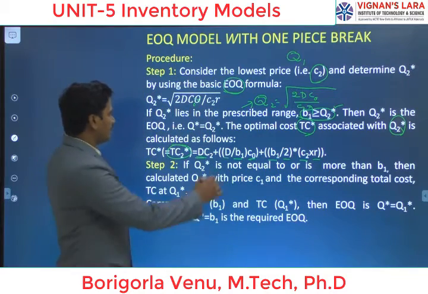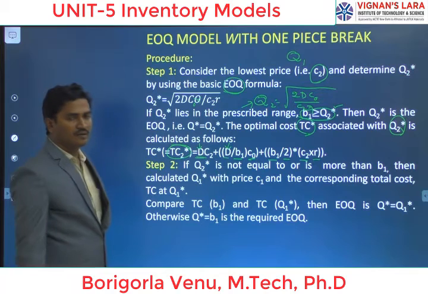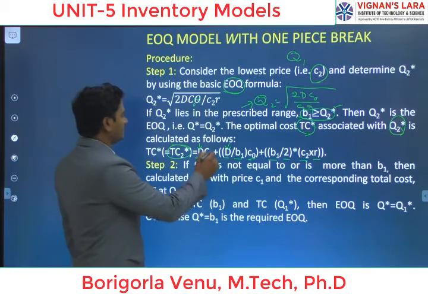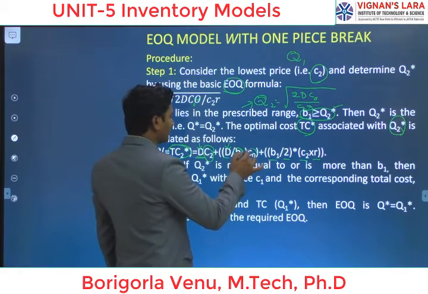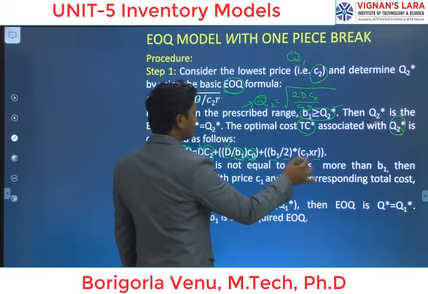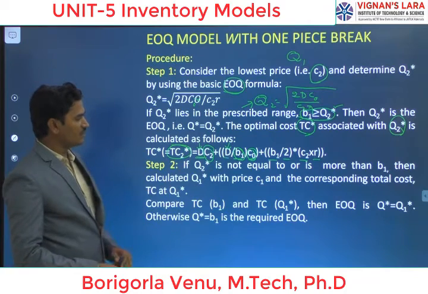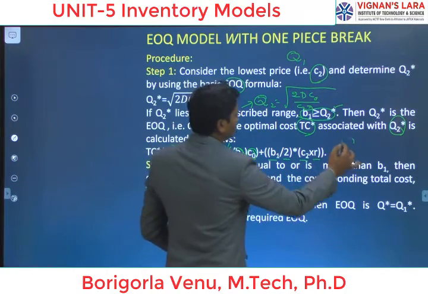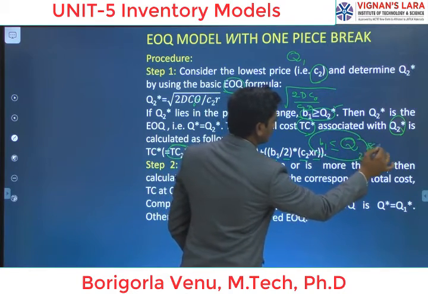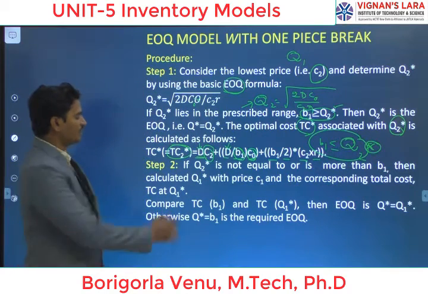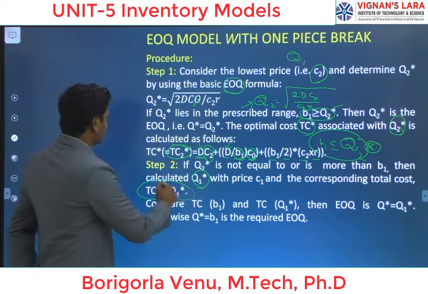Here we know D, which we discussed in previous classes, that is the order supply we have. C2 is the cost and B1 is the discount quantity they are asking. These are the price breaks we have taken. If Q2 is not equal to or more than B1, if this condition is not satisfied, we go to the first one: we calculate Q1 with price C1, and the corresponding total cost TC at Q1.